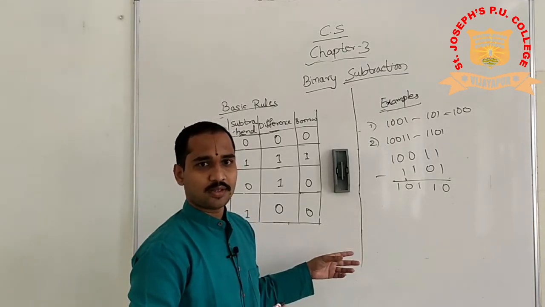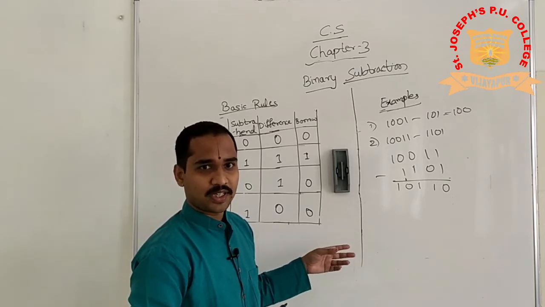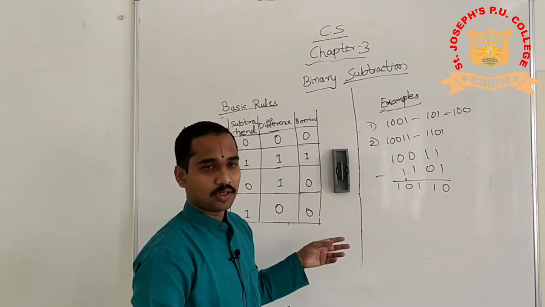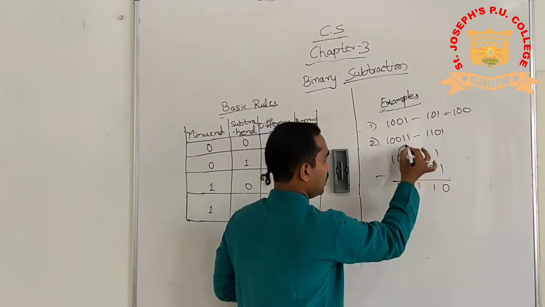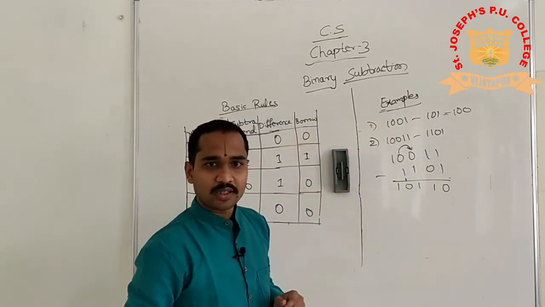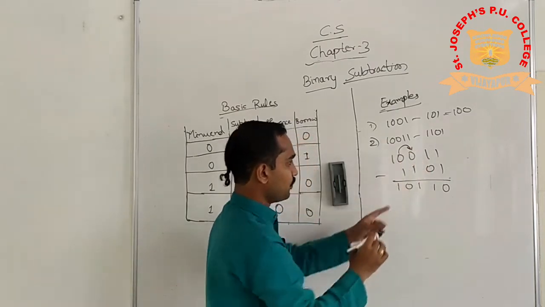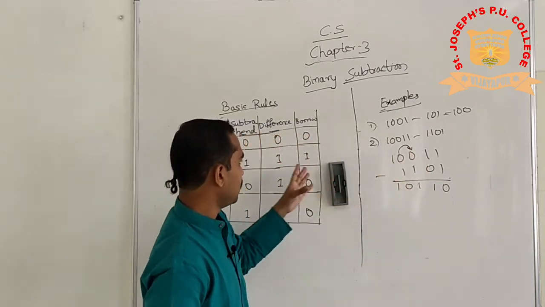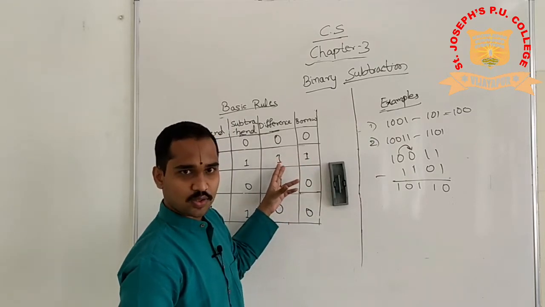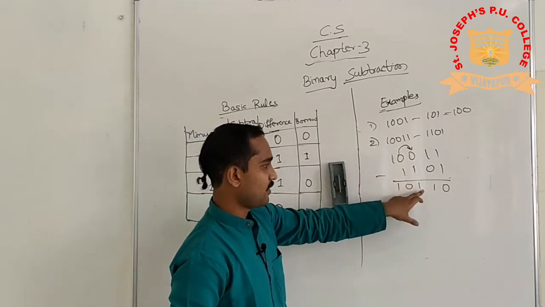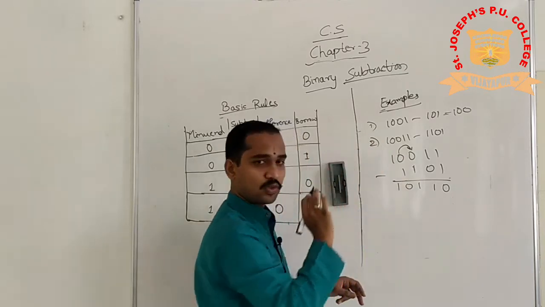Yes, is it right or not? Try to please find it out. Is it right or not? See here. Here you have taken a borrow, correct? Here you have taken a borrow. Let me not confuse. Here you have taken a borrow. Okay, so 0 minus 1. So borrow is also 1. Difference is also 1. And hence I have written difference, but borrow I have to write.